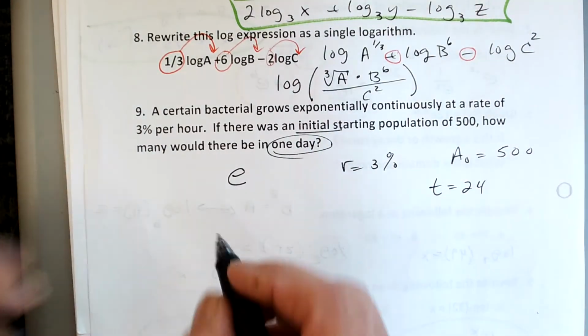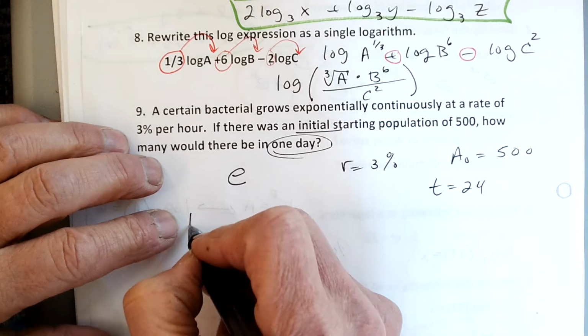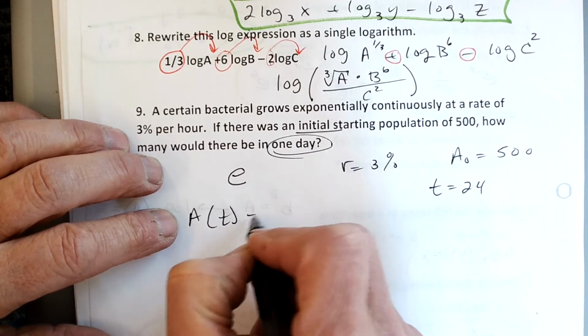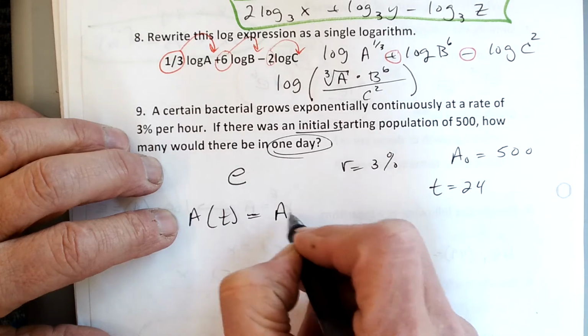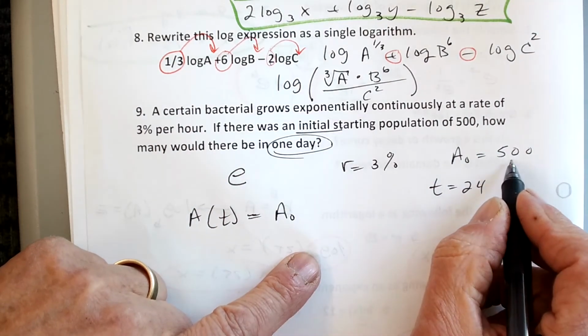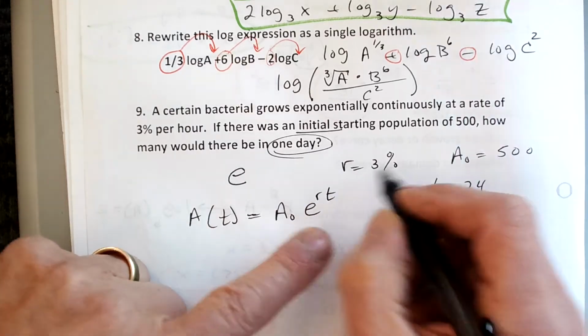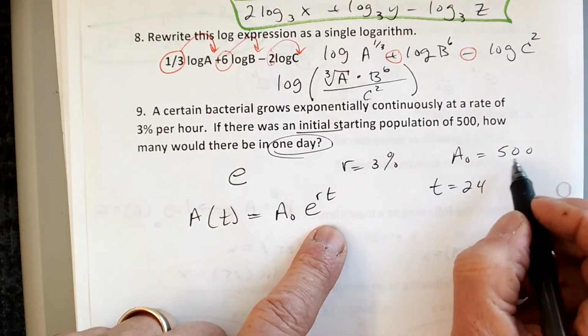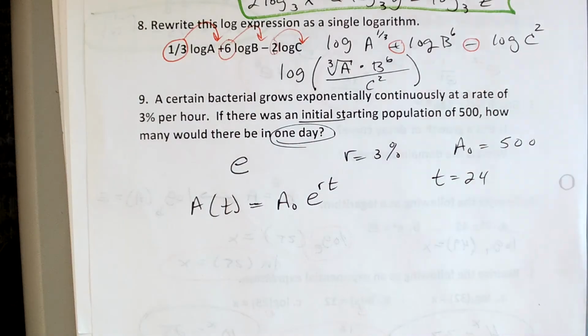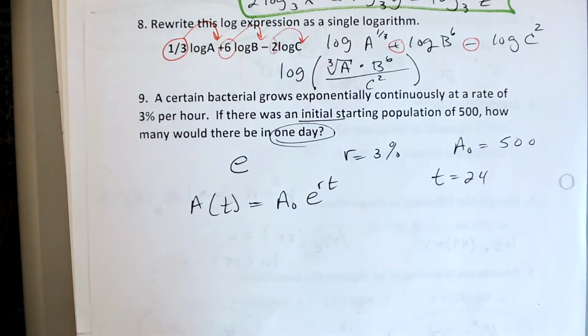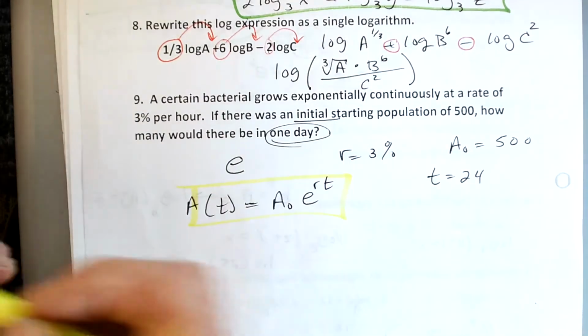So let's see. The equation we learned in class was this. A of t, amount over time, is equal to our beginning population, that's 500, times e to the rt. R is my rate, 3%, and t is my time. So we've got to have this formula in my notes somewhere. Okay, make sure you have this formula in your notes somewhere to do this problem. Okay, there it is. Now, let's do it.